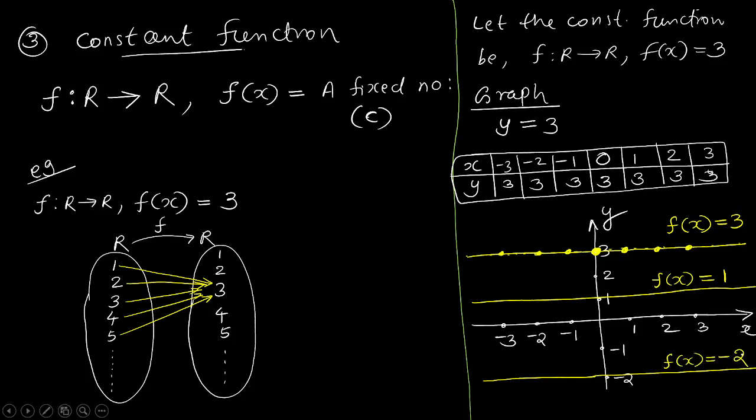So from this example, it is clear that the graph of the constant function is a horizontal line. Understood? And it is passing through the y coordinate equal to that fixed number. The y coordinate will be the given fixed number. Okay, you please draw the graph. And if you have any doubt, please ask me. Okay?